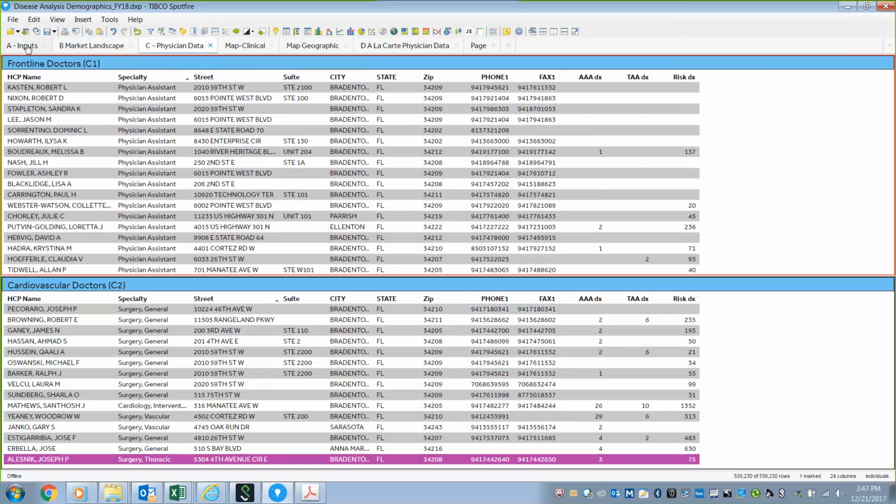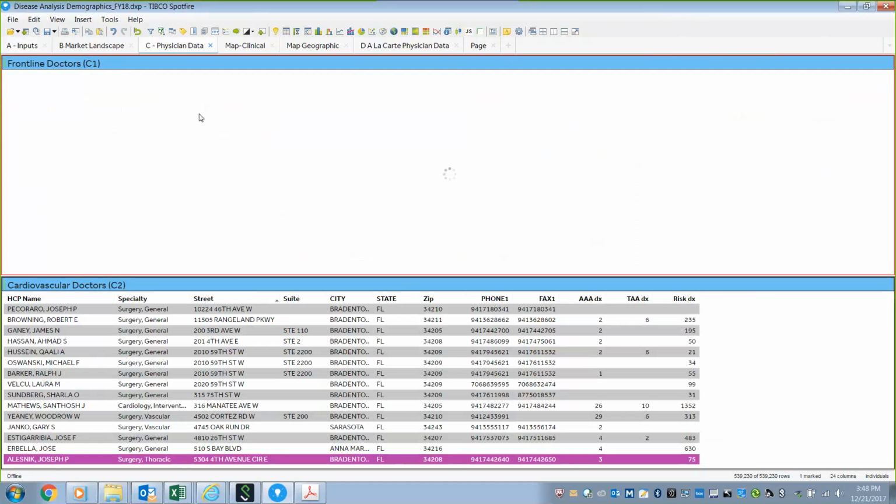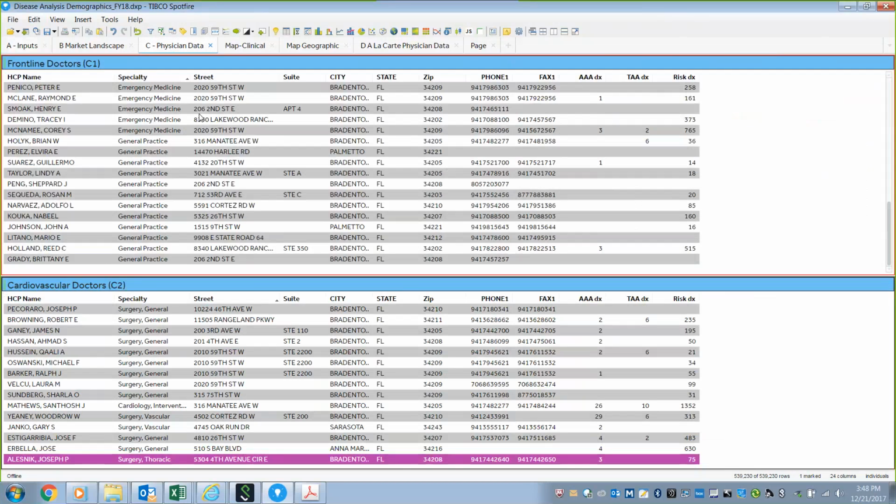If you want to narrow it down, it's very easy to do. Go to tab A, Inputs, and go all the way over here to the F1 frontline bucket and choose the ones you want. So I'll pick emergency medicine and I'll pick general practice. And now that these two are chosen, when I click back over to tab C, Physician Data, that's all you will see on this page: emergency medicine and general practice. Okay, so very simple, same as what we did last year.